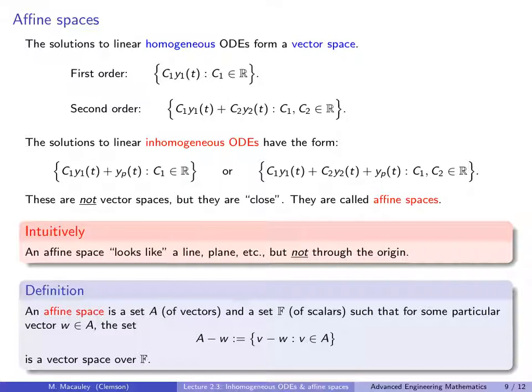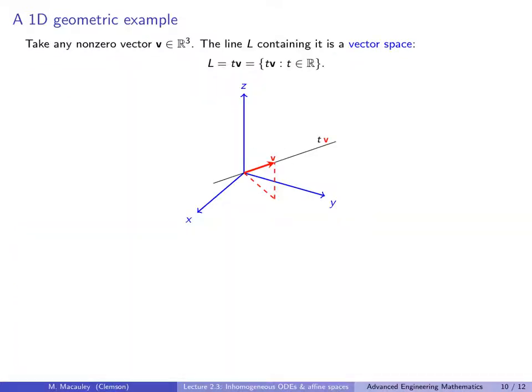Now in my definition I say it's an affine space if there is some particular vector in A, and it turns out, not hard to see, that any vector in A will do the trick. Let's go back to our example of a line. So let's take any non-zero vector V, and the line, let's call it L, containing it is a vector space. It's the set of all scalars t times V, where t is any real number. And here we really should talk about real numbers because we are living in R3. At least I've drawn it that way.